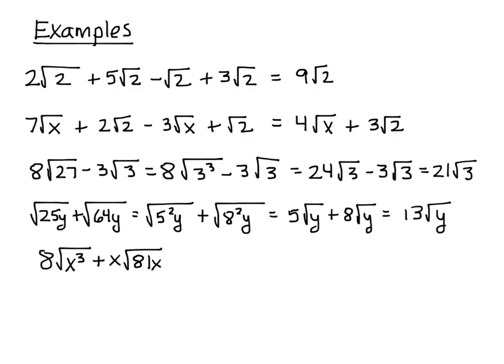Another example where we have 8 times the square root of x cubed plus x times square root of 81x. First we'll simplify both. We can take out an x squared, and then we can simplify this further by adding the 8x and the 9x, and we get 17x, and of course times the square root of x. Okay, any questions on these? These are pretty much all the kinds of things that you'll see.